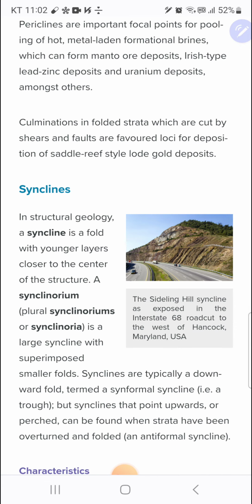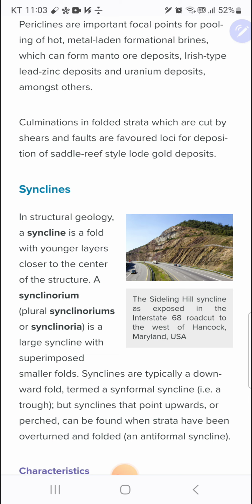Culminations in folded strata, which are cut by shears and faults, are favored locus, the plural form of loci, for deposition of saddle reef style lode gold deposits. Wow, lode, right? Lode, the line of rare minerals underneath the earth, lode.